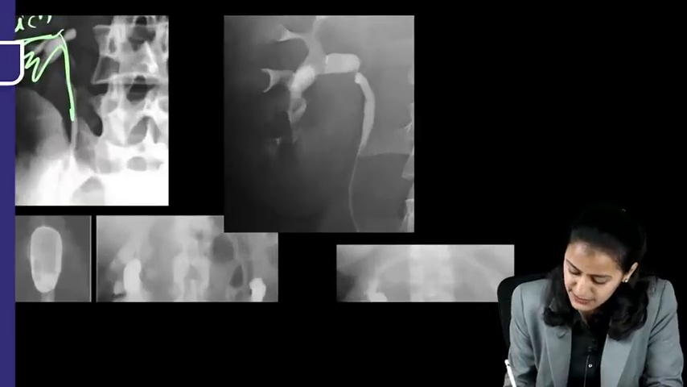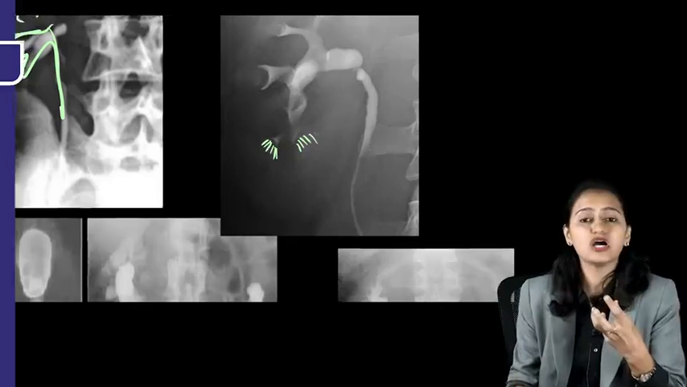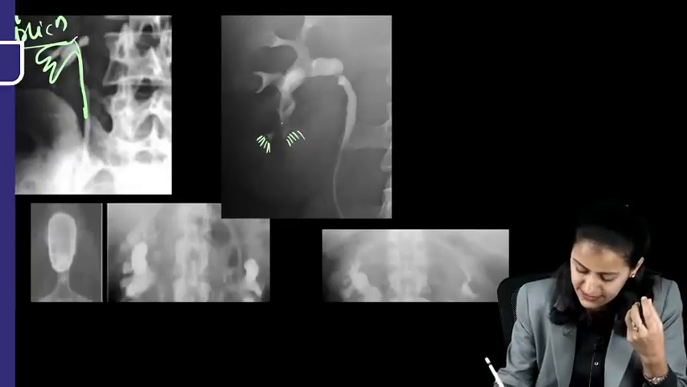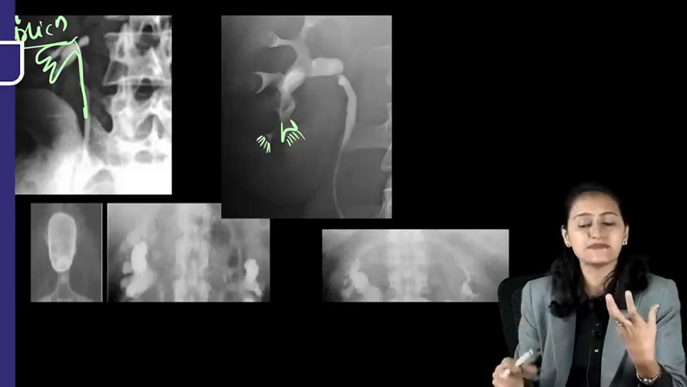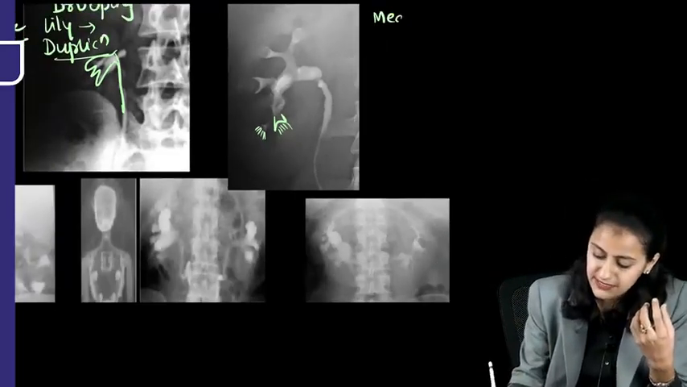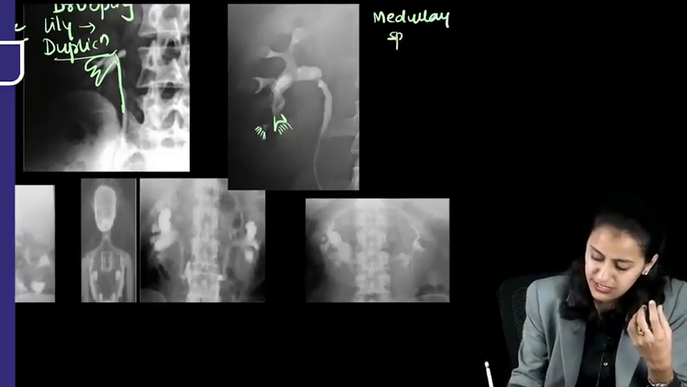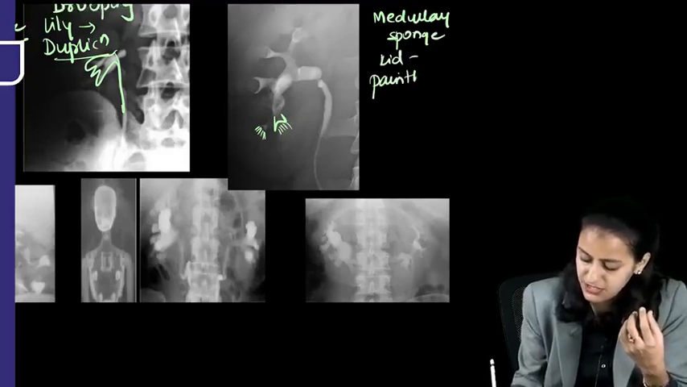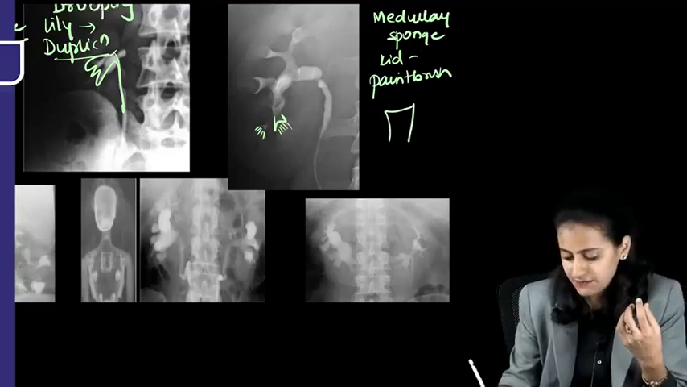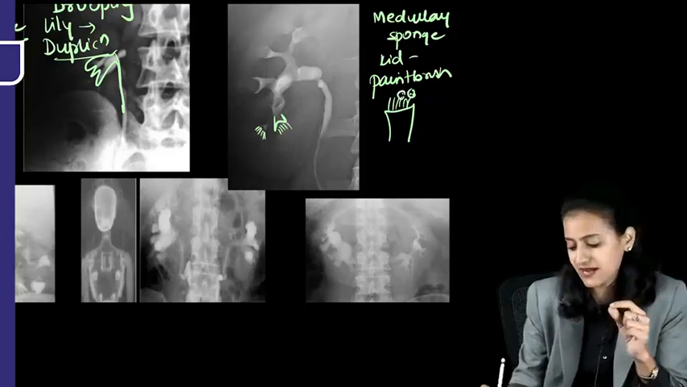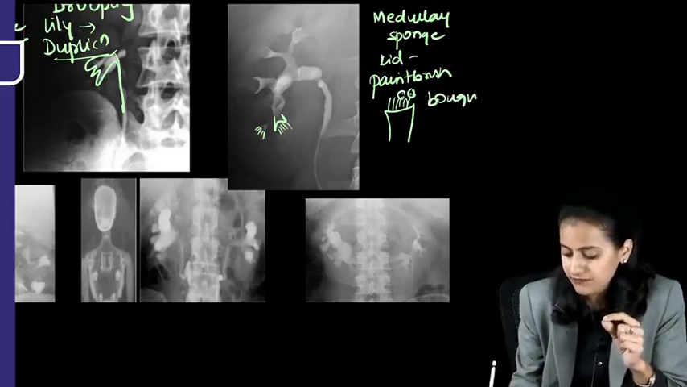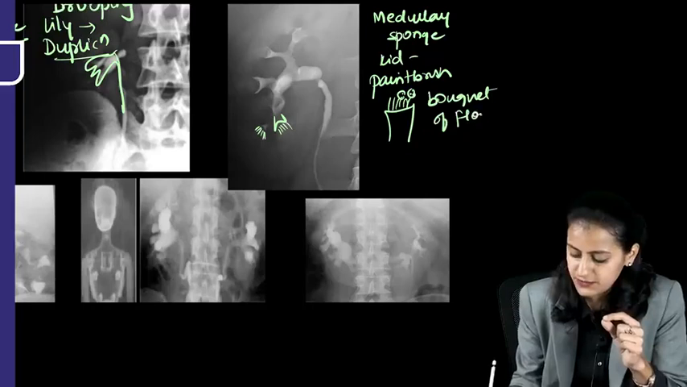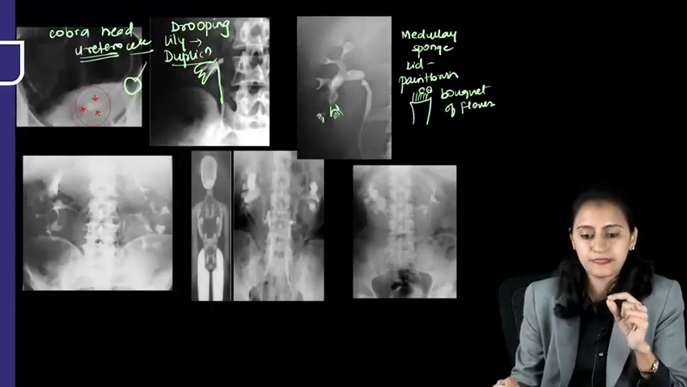Next one, if we have a look at this image very carefully, we see this paintbrush appearance, which is because of the dilated collecting ducts. The collecting ducts in the medulla dilated. So this is seen in medullary sponge kidney. Okay, this is seen in medullary sponge kidney. The paintbrush appearance. The paintbrush, the bristles, they also can be called as, with the multiple flowers on them, the bouquet of flowers appearance. Okay, it can also be called as bouquet of flowers appearance.